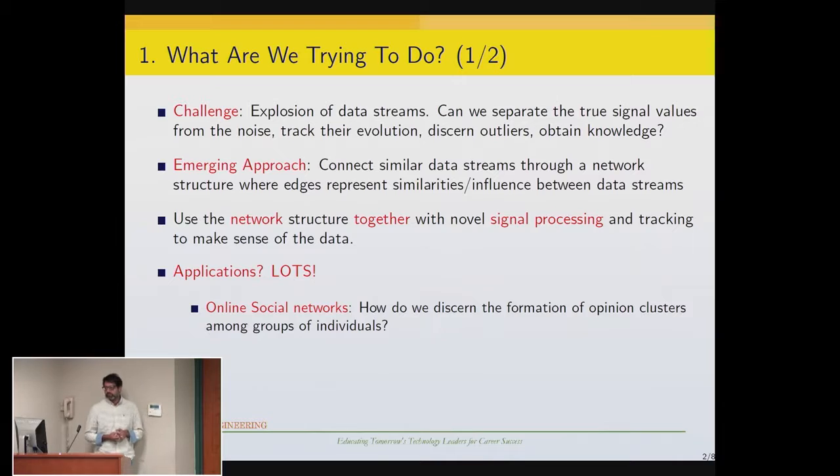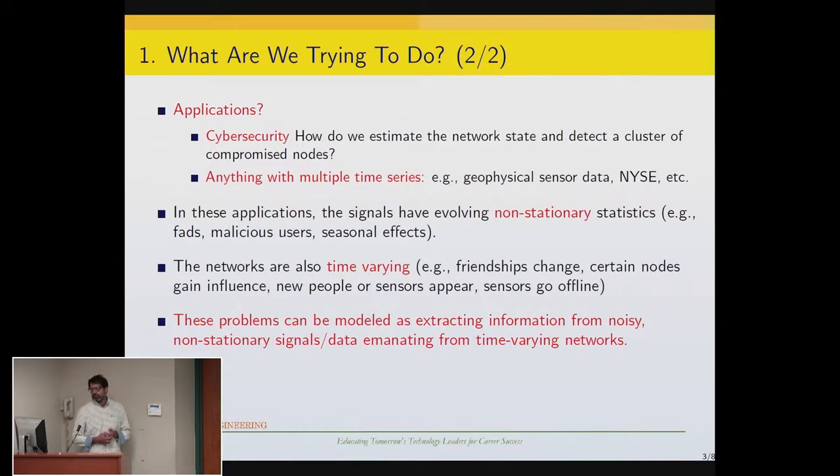So what you do is you use a network structure together with signal processing, tracking and machine learning to make sense of the data. There are lots of applications. For example, online social networks: how do you discern the formation of opinion clusters among groups of individuals? This is of particular interest for understanding how ideas form and evolve in societies. Cybersecurity: how do you estimate the network state and detect a cluster of compromised nodes? And in general, anything where you have multiple time series, such as geophysical sensor data or the stock market, you can start putting network structures together with the time series to make sense of the data.